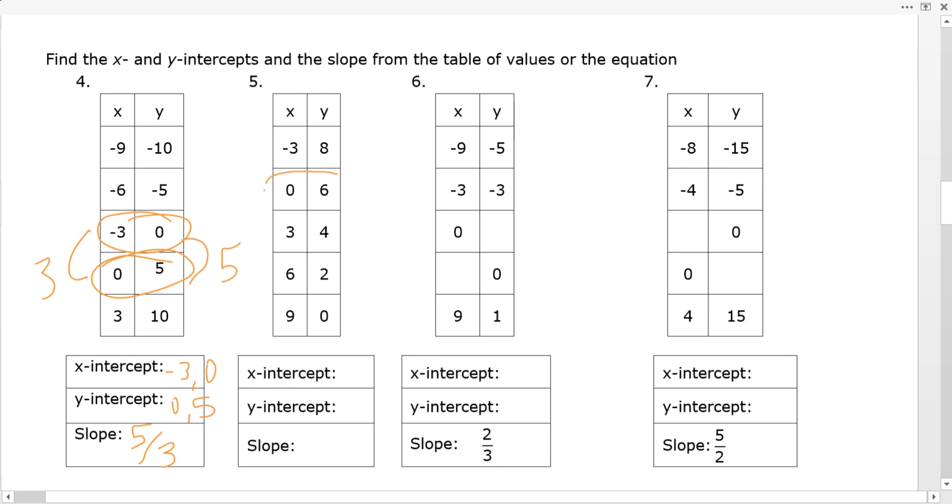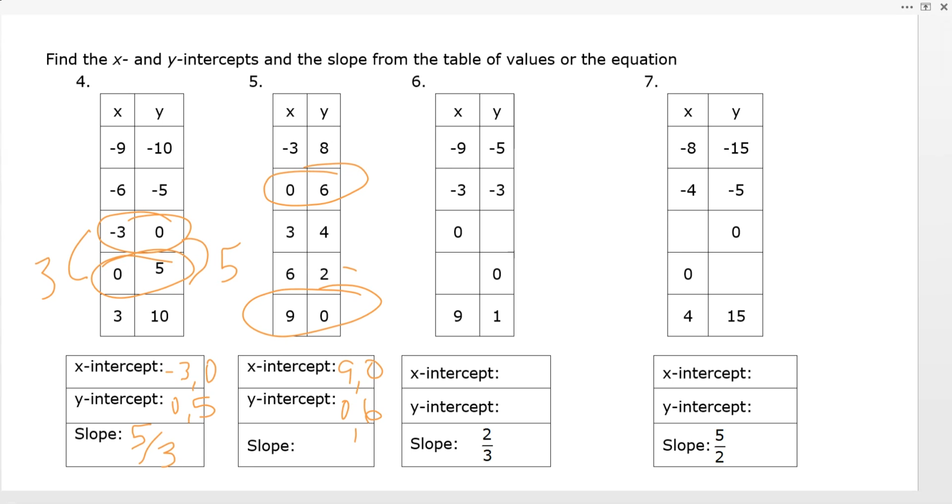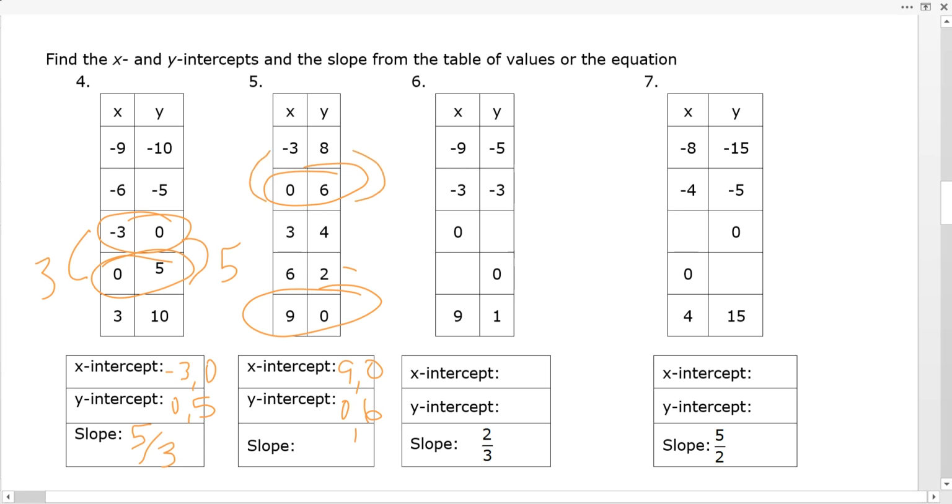Okay, same thing in number 5. Here's our zeros. So my x-intercept is (9, 0). And my y-intercept is (0, 6). And if I want, I can take those differences and do 6 minus 0 and 0 minus 9. This one is increasing, this one is decreasing, so I'm going to have a negative slope.